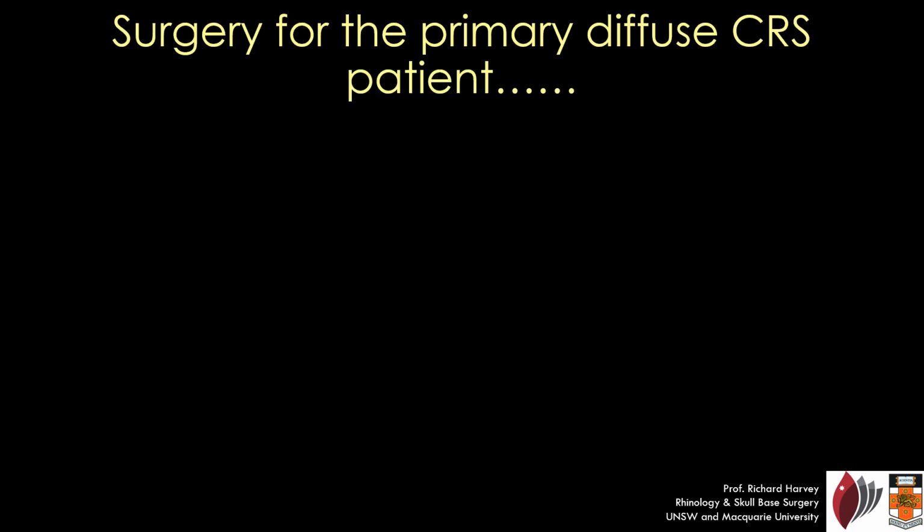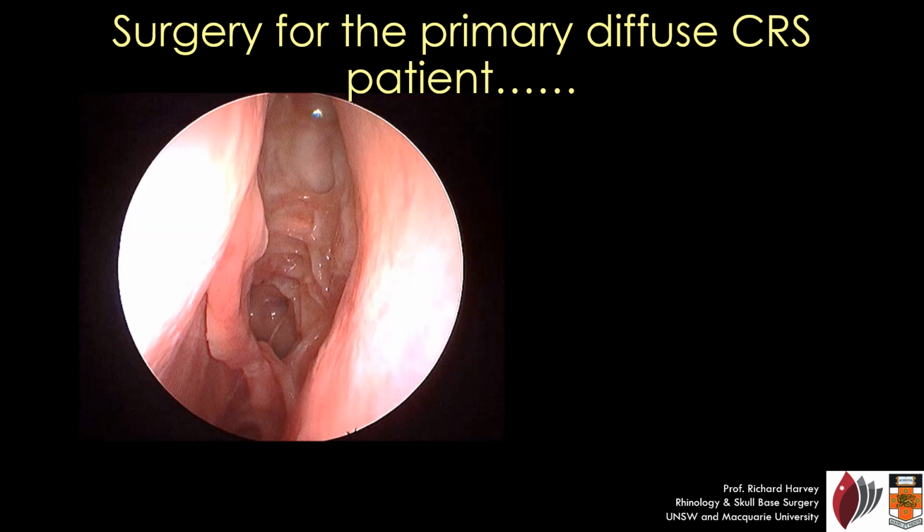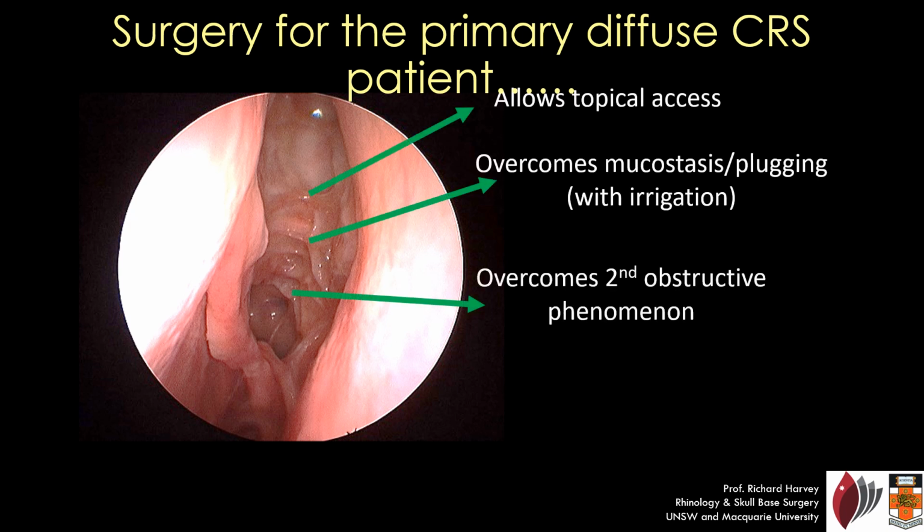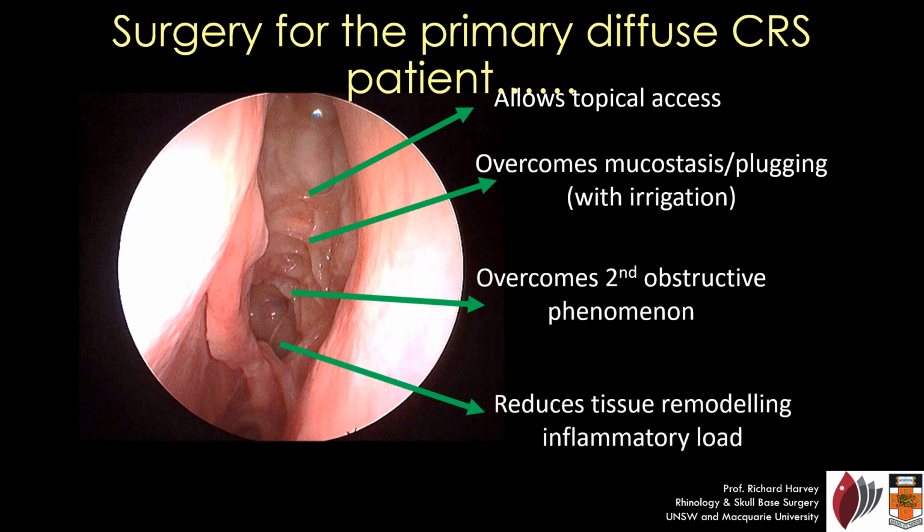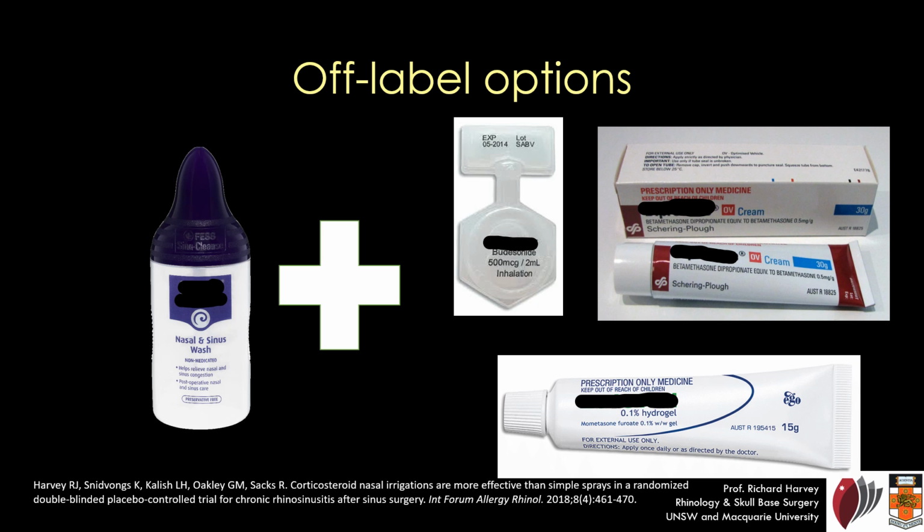Now, surgery for the diffuse person then, it's got nothing to do with ventilation or blockage. The reason we do it is to allow topical therapy to prevent mucus plugging, overcome secondary obstructive issues like barotrauma, and reduce all the tissue remodeling and polyp formation that's already formed, and for most patients doesn't resolve with medical treatment alone.